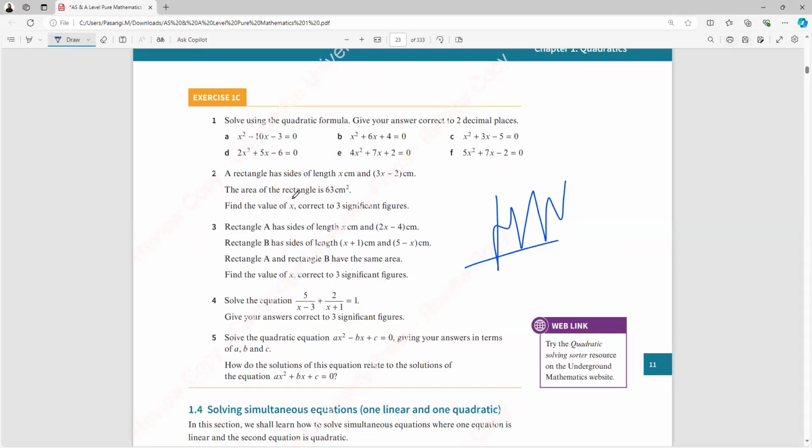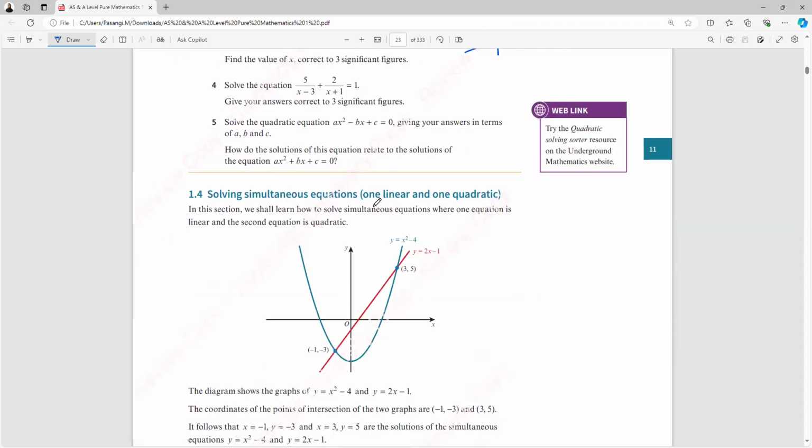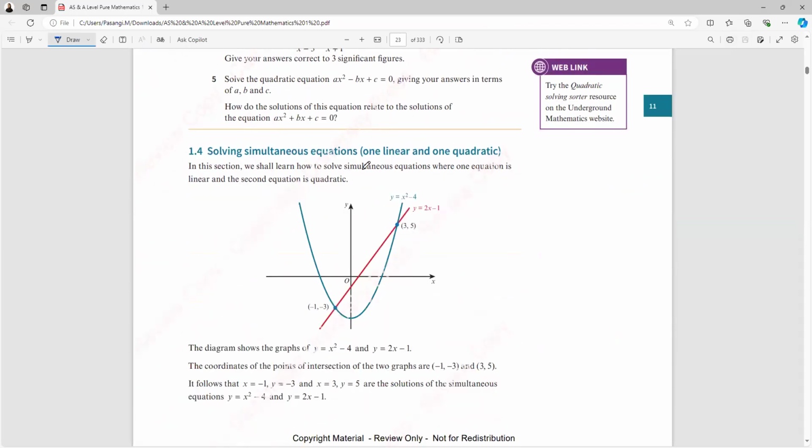Then we have solving simultaneous equations, one linear and one quadratic equation. Earlier, we had only one equation, and that was also a quadratic equation. But from here onwards, we have two equations. One equation is a quadratic equation, the other equation is a linear equation.